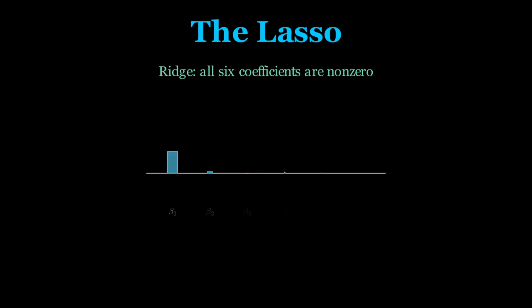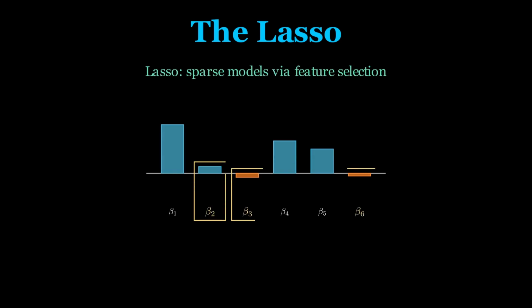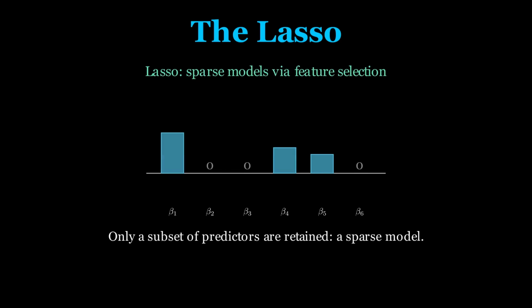Let's see this in action. We start from the ridge regression fit we saw earlier, where all 6 coefficients have been shrunken but remain non-zero. Now we swap the ridge penalty for the lasso penalty. Keep an eye on beta 2, beta 3, and beta 6, highlighted here in yellow. Every coefficient shrinks, but these 3 are driven all the way down to exactly zero, while the other 3 shrink only slightly. Only 3 predictors remain in the model.